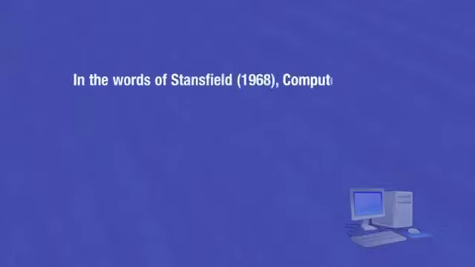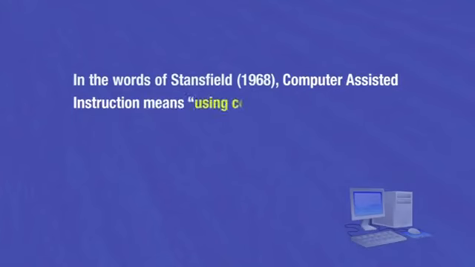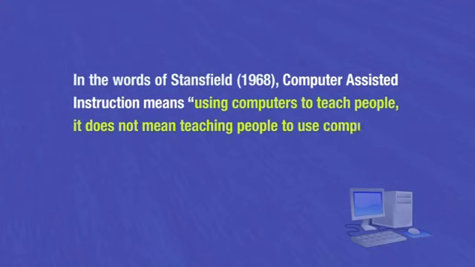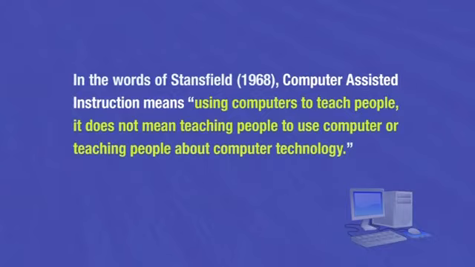But the term CAI should be reserved for those particular learning situations in which a computer contains a stored instructional program designed to inform, guide, control, and test the student until a prescribed level of proficiency is reached. In the words of Stansfield, computer-assisted instruction means using computers to teach people. It does not mean teaching people to use computers or teaching people about computer technology.